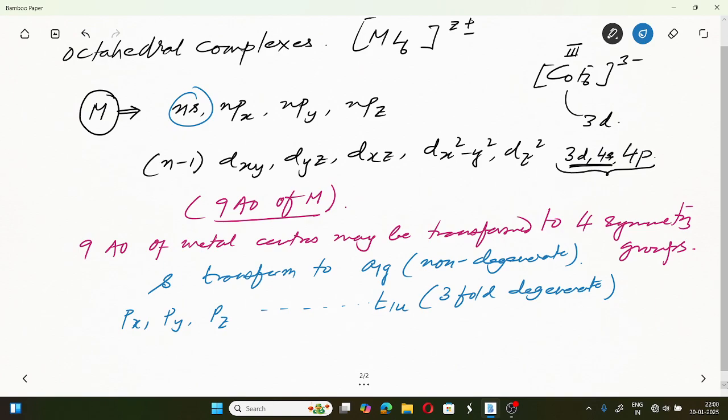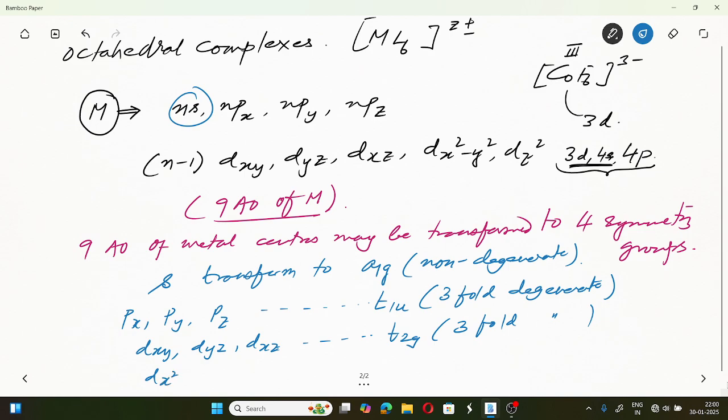Now, the dxy, dyz, and dxz orbitals, they will transform into T2G. You know this T2G already. So once again, this is threefold degenerate, and dx square minus y square and dz square, these two orbitals can be transformed to EG. So this is doubly degenerate, twofold degenerate.